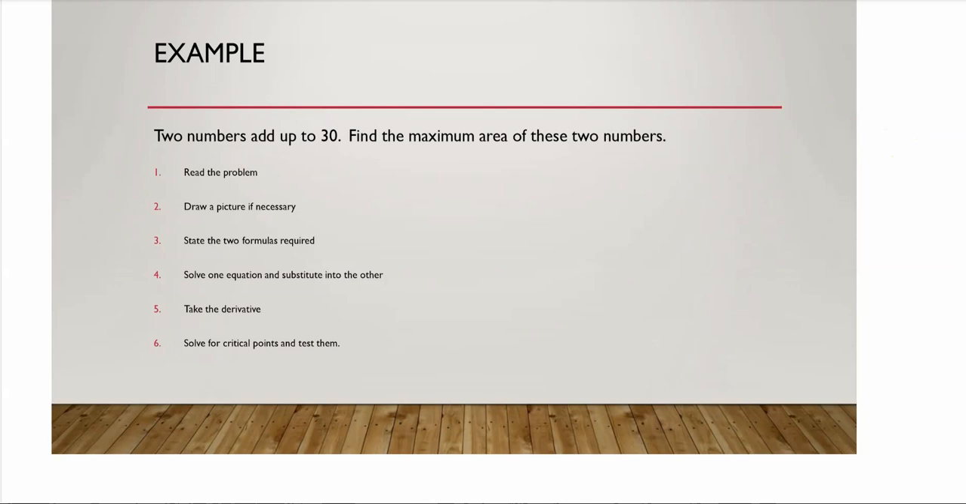Number one. Let's read it. It says, read the problem. So two numbers add up to 30. Find the maximum area of these two numbers. Now, what you need to understand is I'm going to add up two numbers to get 30. So I can say something like 20 plus 10. Well, 20 plus 10 is 30. I could say, oh, what about 5 plus 25? 5 plus 25 is equal to 30. So the sum of these two numbers is equal to 30.